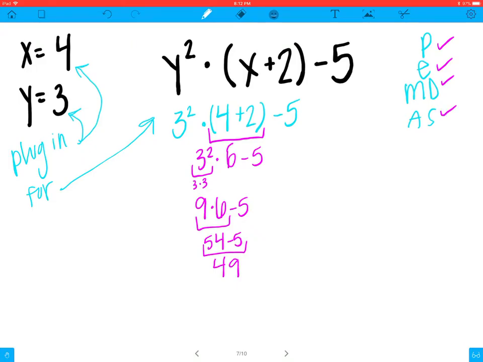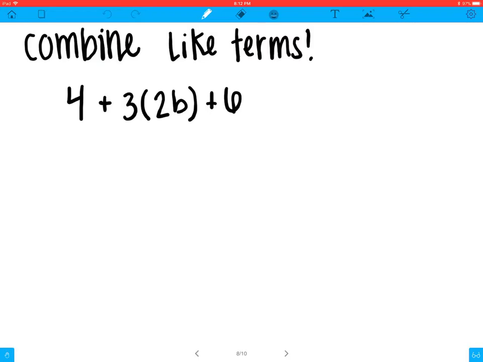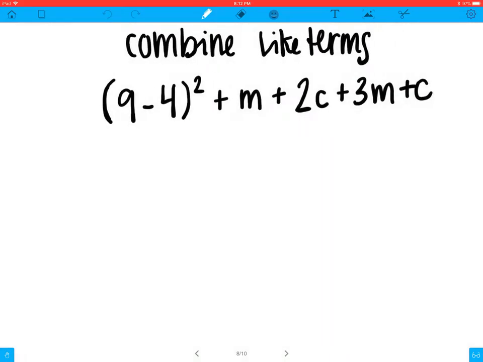Now I'm putting all these things that I've learned together. It actually is kind of fun. So we're going to combine like terms. Now I noticed in the middle here, that's like saying 3 groups of 2b. And I can use the distributive property to evaluate that and kind of pull it out. So I distribute the 3 to the 2b and I get 6b. So 4 plus 6b plus 6. Now I can't combine the 4, 6b, and the 6, but I can combine the 4 and the 6, and that equals 10. And it's 10 plus 6b. There aren't any other terms in there that I can combine.